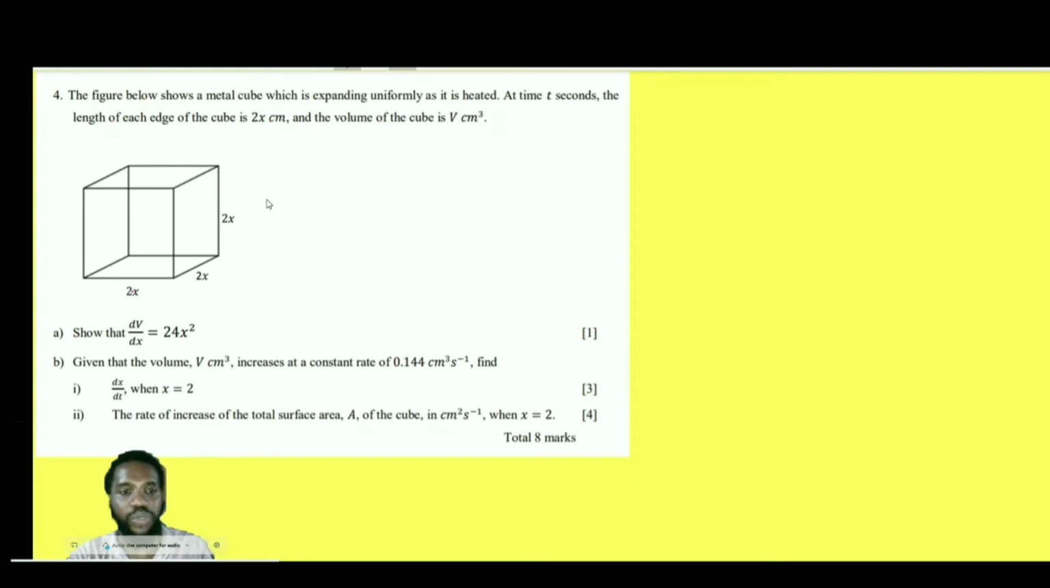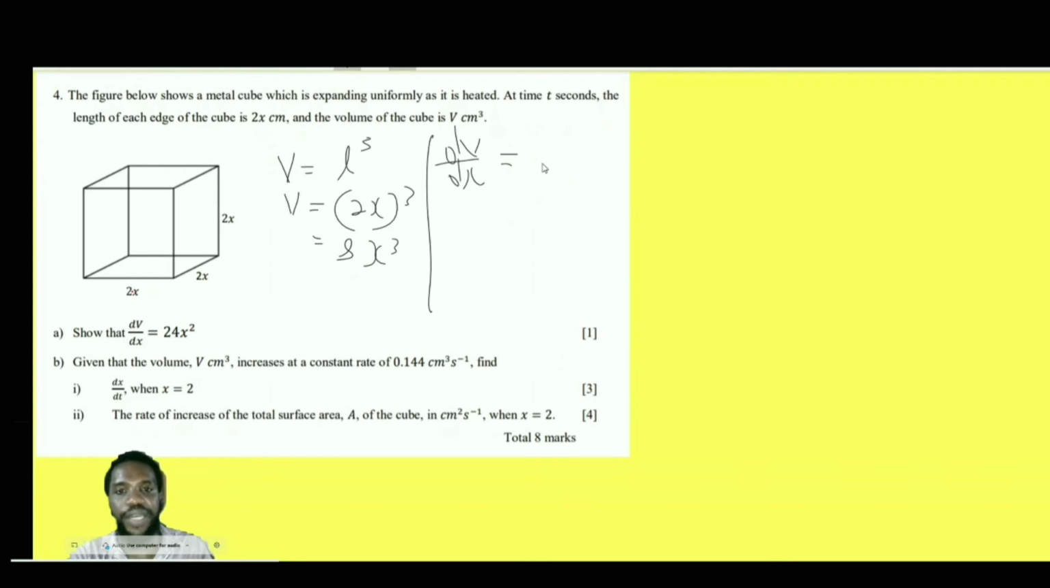Now, they didn't have to give you 2x, 2x, 2x. Once it's a cube, all sides have the same length. Now, the volume of a cube is simply equal to L cubed, where L is the length of any one of the sides. Now, one side is 2x, so I'm going to have 2x all cubed. By laws of indices, if you raise a product to a power, each term is raised to the power individually. So 2 to the 3 is 8, x to the 3 is x cubed. That's my volume there. Now I want the rate of change of volume with respect to x. I want dV over dx.